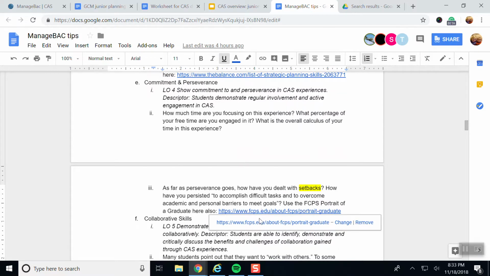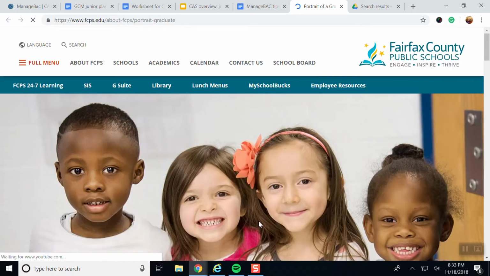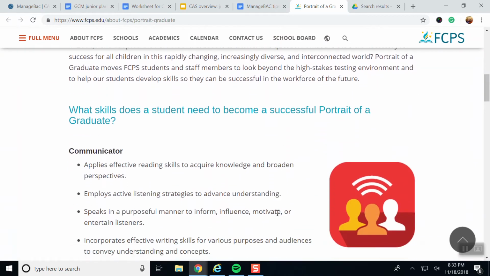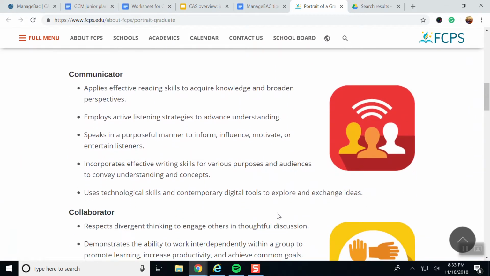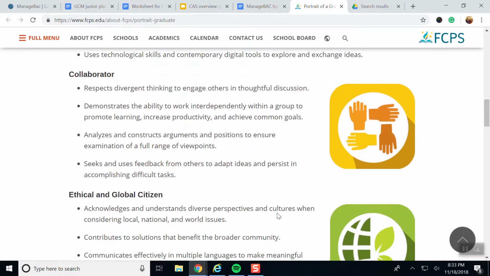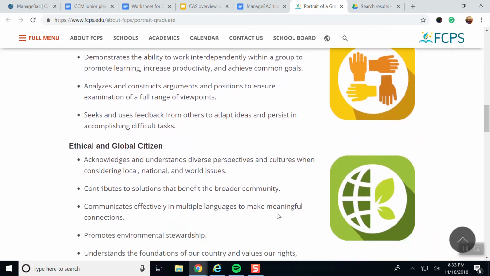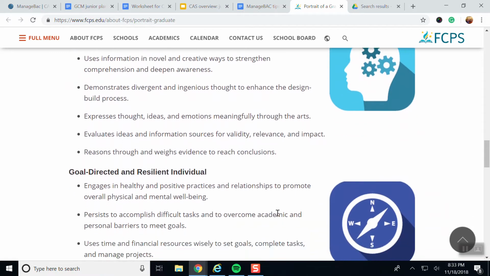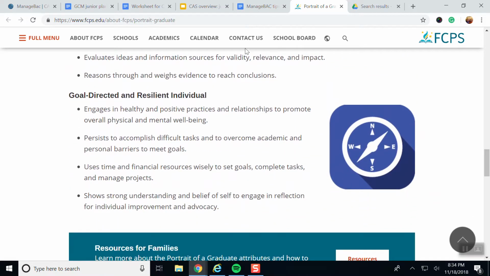And a good place to look for goals and kind of think about goals is Fairfax County's Portrait of a Graduate, which you may or may not have heard of, but this is supposed to be something that a lot of Fairfax County teachers are working with. And since 2014, we've been talking about communication. And so here, there's a bunch of different learning and listening strategies. Collaboration. You can just steal these and kind of think about it in terms of what you are going to talk about in your role as a baseball player or your role as a theater team lead. Ethical and global citizen. Again, revise these, figure out what you want to do. Creative and critical thinking, and then goal-directed and resilient individual.